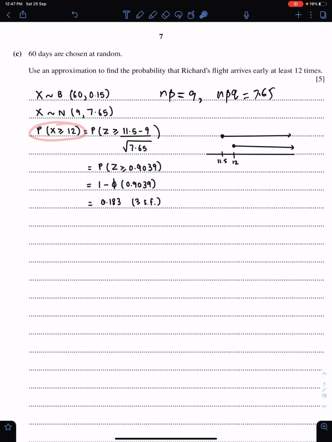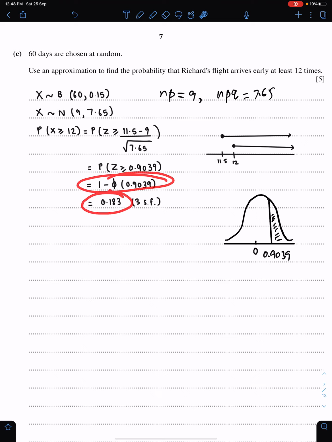We need this probability. So the first number on the line should be 12 because this number is inclusive. Whenever we go on the right side, we always take the lower bound. So the lower bound of 12 is 11.5. So this is the way to convert this statement from x into z. 11.5 is here, np is here, and npq is in root. So we need this area, 0.9039. So this area is 1 minus 0.9039, which is 0.183.